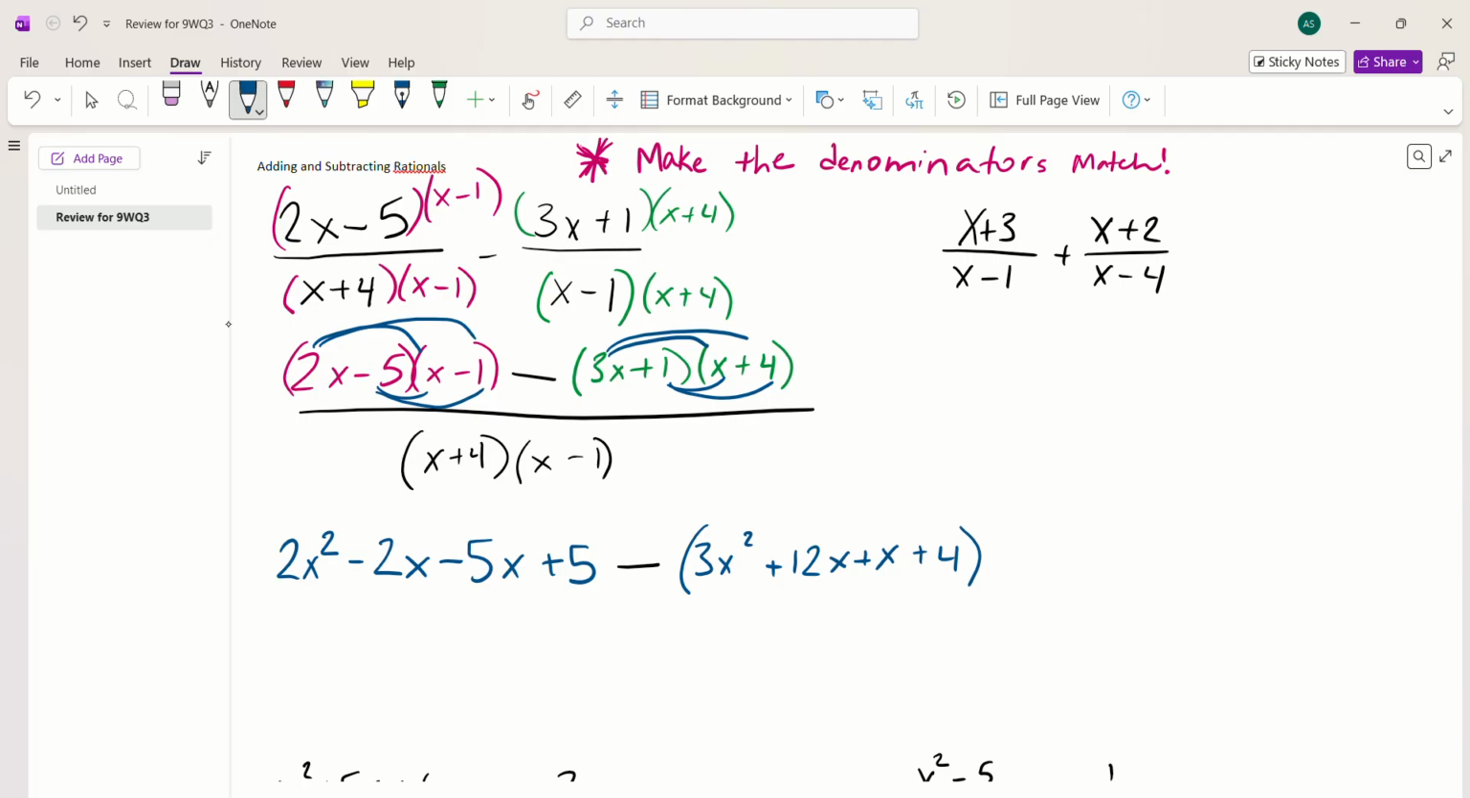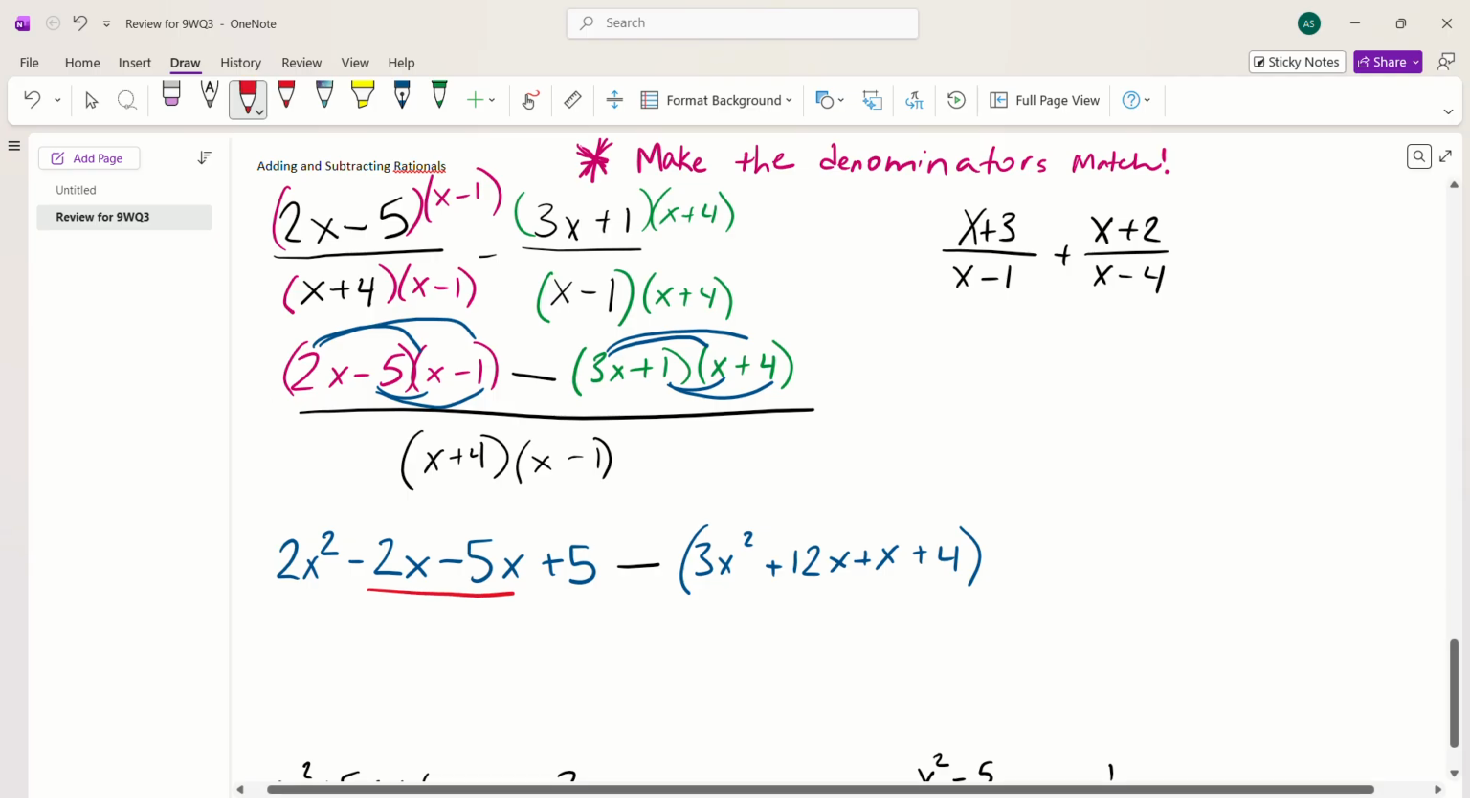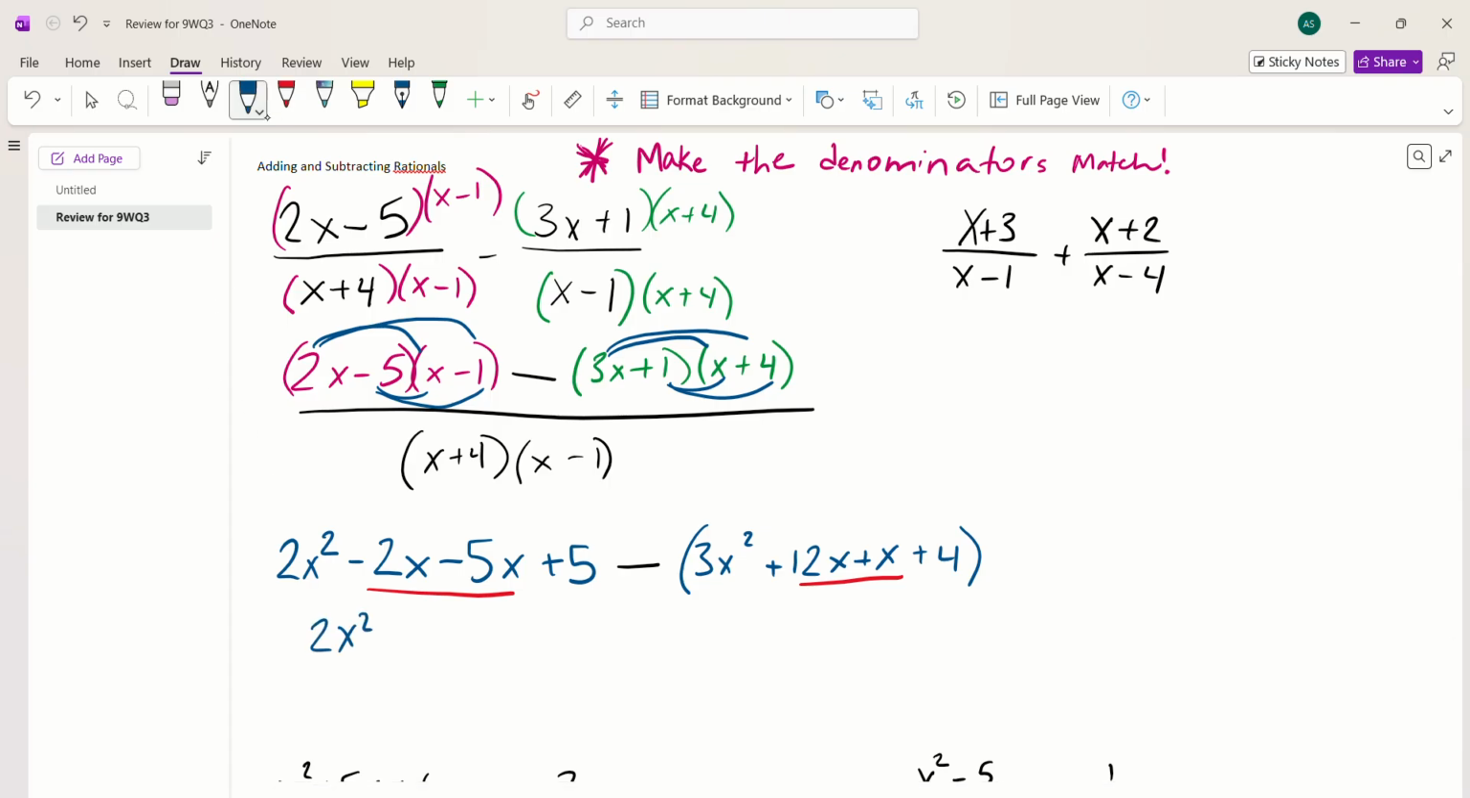From here, I'm going to combine like terms first, and then I'll distribute that negative sign. That's going to leave me with 2x squared minus 7x plus 5 minus 3x squared plus 13x plus 4.